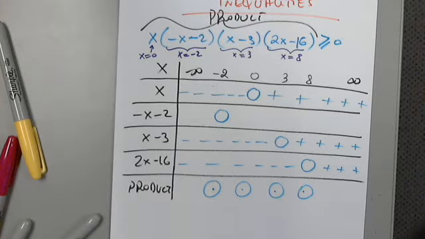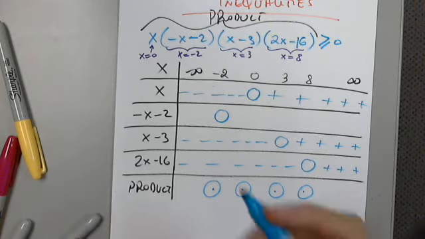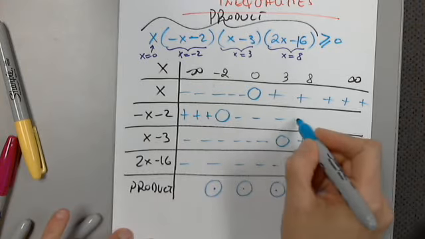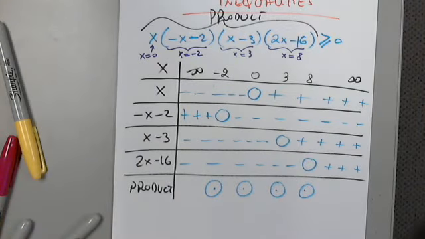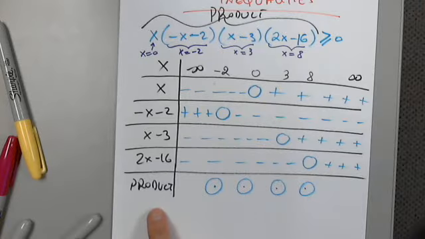From positive infinity to negative. Good. I'm just writing exactly what you told me. Remember, this is the product, so we are multiplying everything.